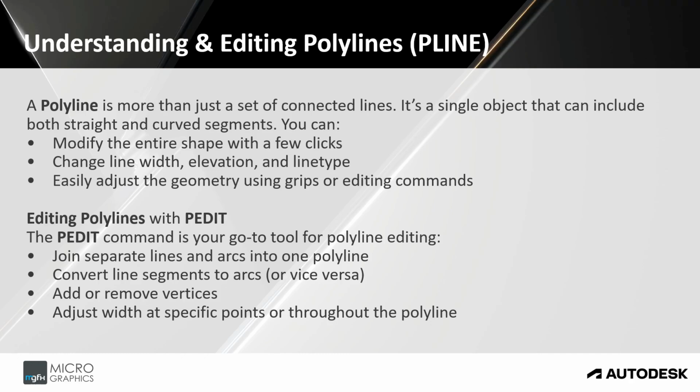Understanding and editing polylines. A polyline is more than just a set of connected lines. It's a single object that can include both straight and curved segments. You can modify the entire shape with a few clicks. You can change the line width, the elevation, and line type. Easily adjust the geometry using grips or editing commands.